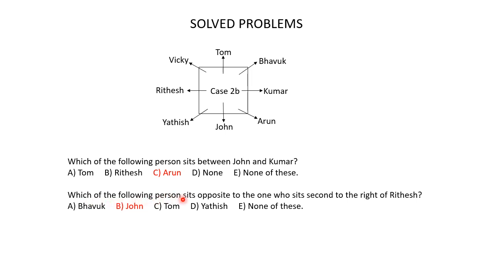Which of the following persons sits opposite to the one who sits second to the right of Ritesh? You're given 5 options here and you have to find out which of these options is the correct one. So you have to find out who sits opposite to the one who sits second to the right of Ritesh. The person who sits second to the right of Ritesh is Tom and the one who sits opposite Tom is John. So the correct answer is option B, John.